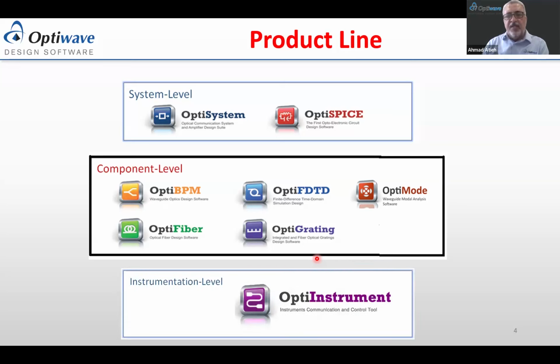The last software is the instrumentation software, with which you would be able to connect your equipment regardless of the vendor of the equipment. All of this equipment, you can control them remotely using OptiSystem software, and then set up these equipments, collect data, and then process the data.